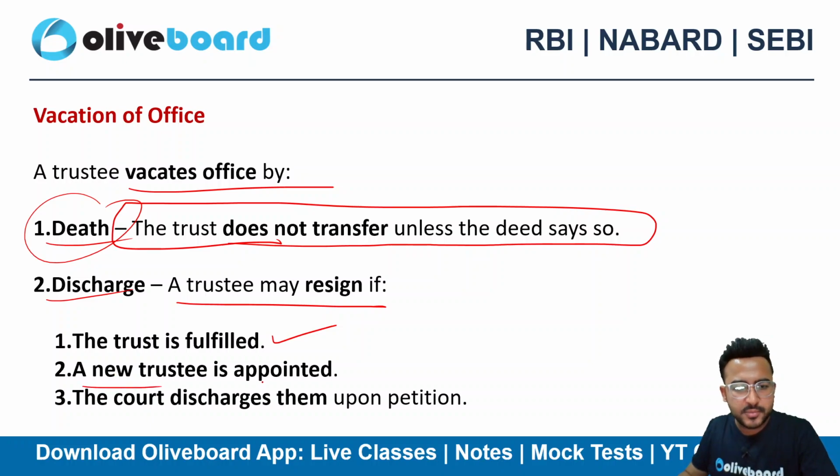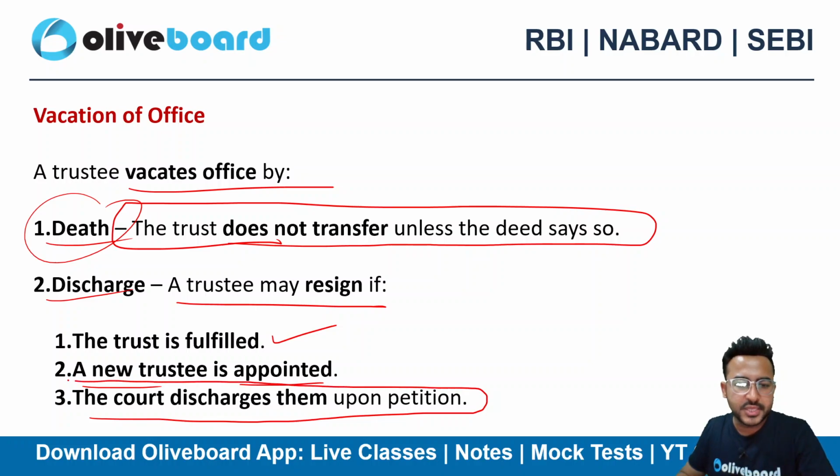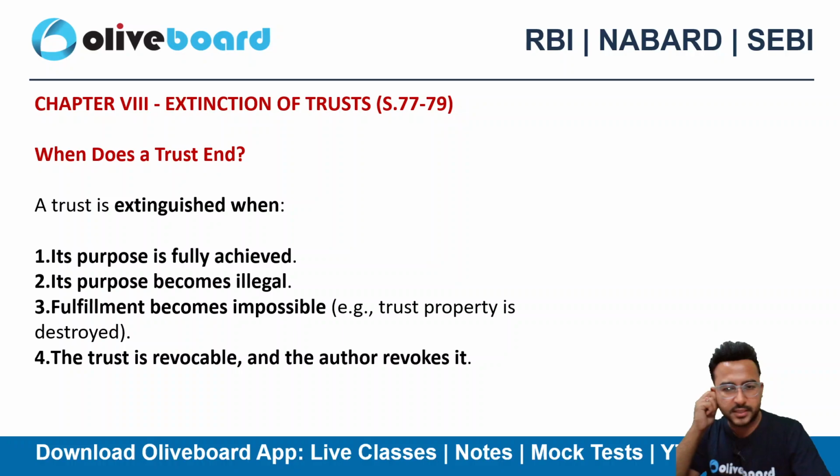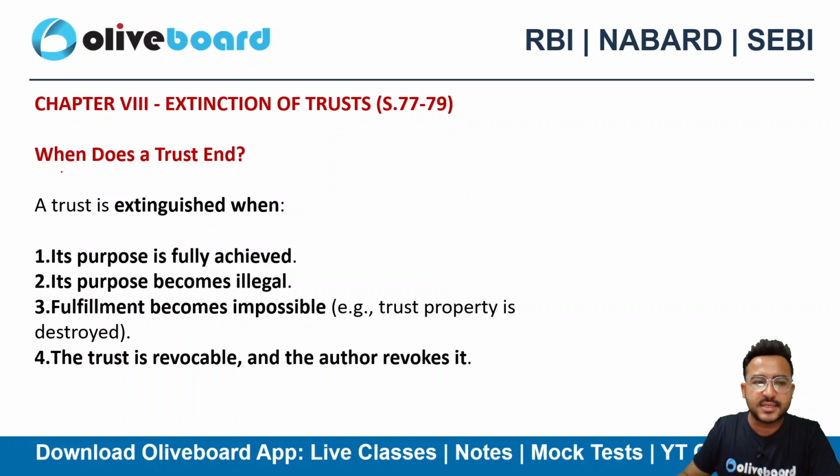A new trustee will be appointed. The court discharges them upon petition. So नया ट्रस्टी भी आ सकता है और कोर्ट भी उसको अपॉइंट कर सकता है. तो ये कुछ वेज हैं जिनकी वजह से वेकेशन हो सकता है ऑफिस का, खाली हो सकता है ऑफिस ट्रस्टी का. When does a trust end?